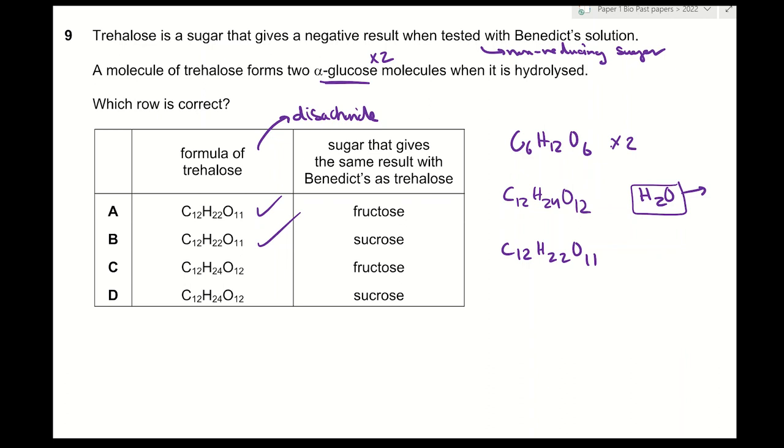And the sugar that gives the same results with Benedict's as trehalose. Now, we just said that this is a non-reducing sugar, and we know that sucrose is going to be a non-reducing sugar, and the answer is going to be B.